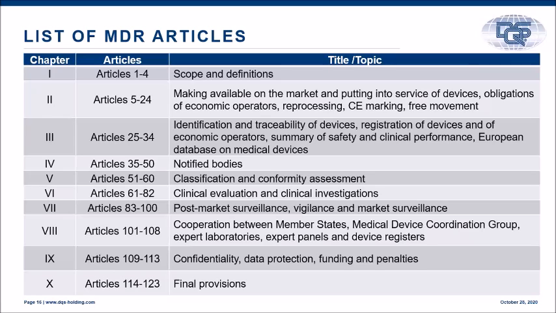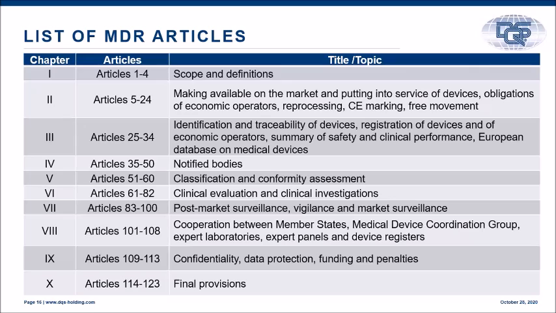The first chapter has 4 articles, which give definitions and scope of the regulation. Articles 5 to 24 cover making available on the market and putting into service of devices and obligations of economic operators, reprocessing, CE marking and free movement of products. Articles 25 to 34 cover identification and traceability and registration requirements. Articles 35 to 50 are requirements related to notified bodies.